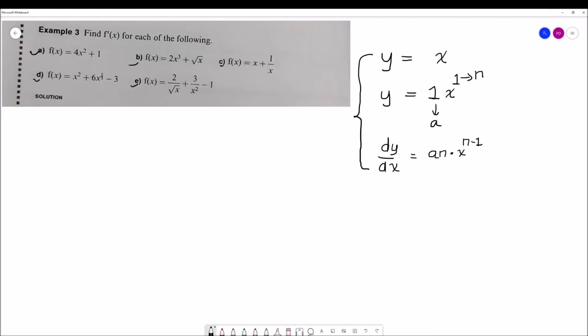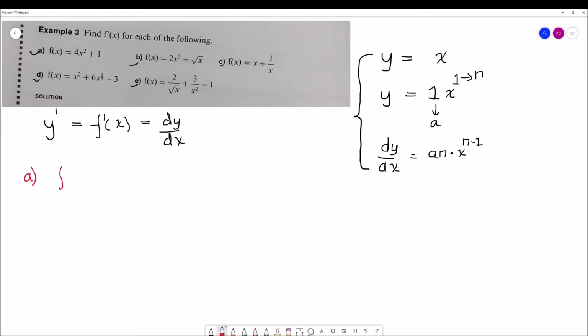There are many ways to write the first derivative. You can also write y prime, and y is actually a function of x, so we can say f prime of x, or we can say the derivative of y with respect to x. These are all basically the same thing. So let's start with question A.